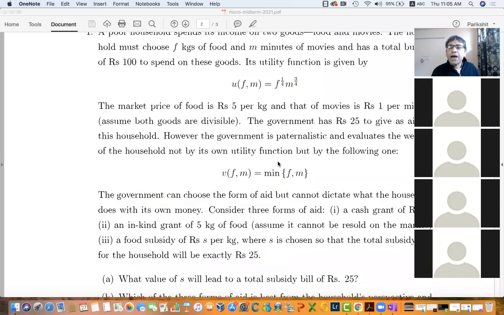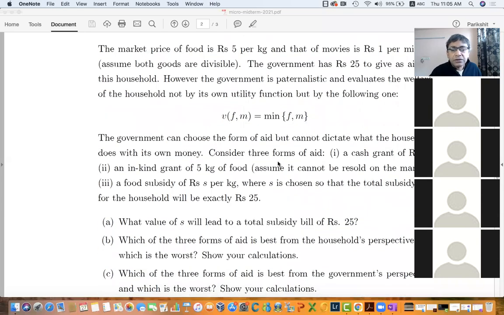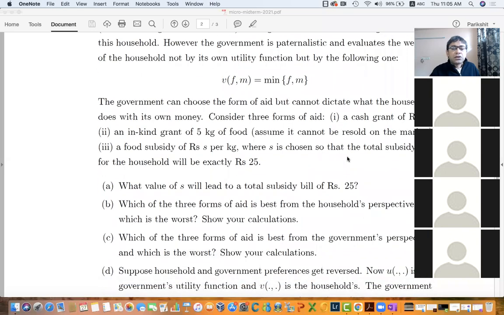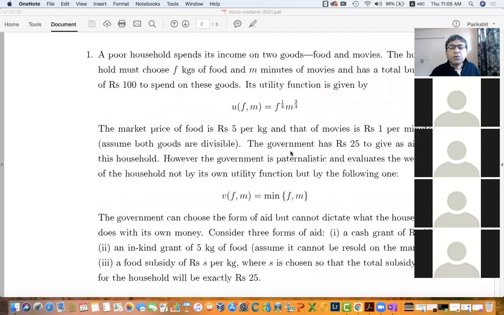So you have all this information in hand. Now the final question is, which form of aid will the government prefer? The government's utility function, as you can see, is this min form. So essentially it'll be focused on food. Notice that the household puts much more weight on movies, right? So the tension will always be the government trying to make them consume more food in this question.